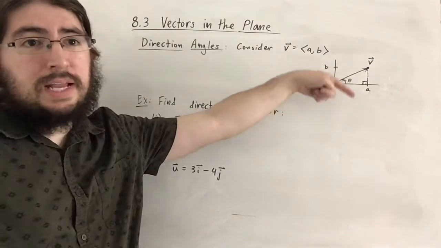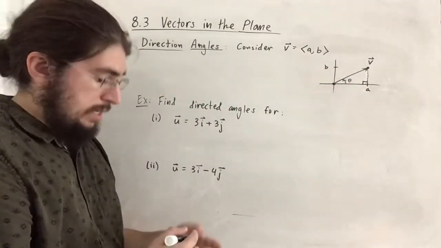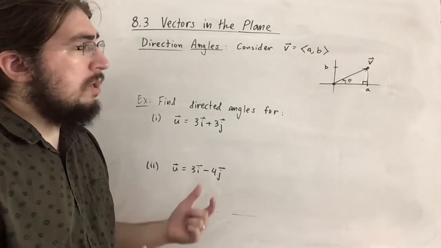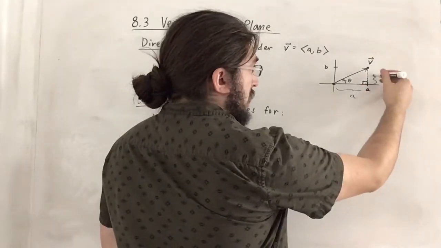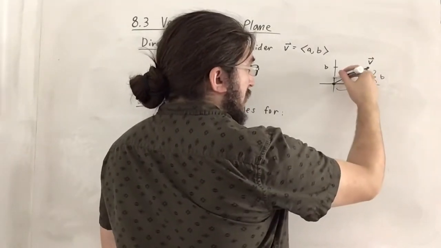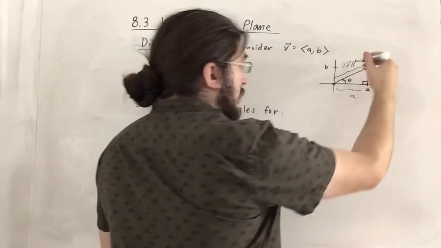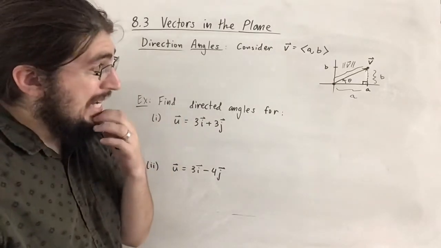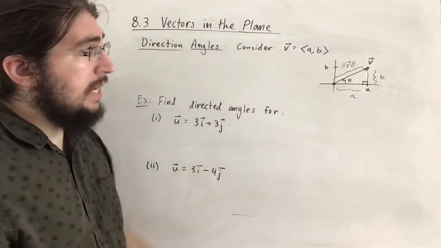We'll just again take the angle to be from the positive x-axis, just like usual, like we saw in previous chapters. Now, one thing we'll notice is that this distance is going to be A, this distance is B, and this distance is the length of V, which is the magnitude of V, according to the language in 8.3.